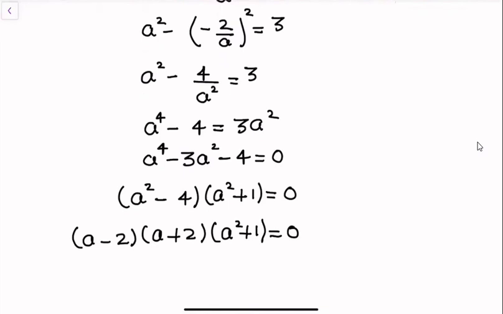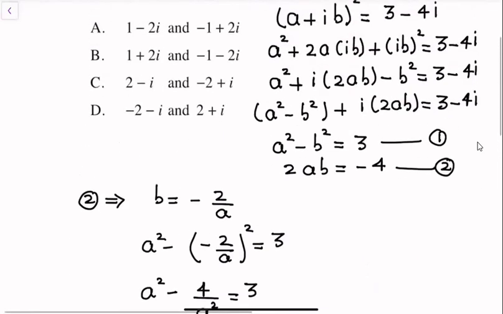We have three factors. The third factor, a square plus 1, can never be equal to 0 because we know that a is a real number. Even though a plus ib is complex, a is real. Therefore, a square plus 1 can never be 0 because a square is always greater than or equal to 0 if a is real. Then a square plus 1 is always greater than or equal to 1. So it can never be 0. Then one of these factors has to be equal to 0. Therefore, a equals plus or minus 2.